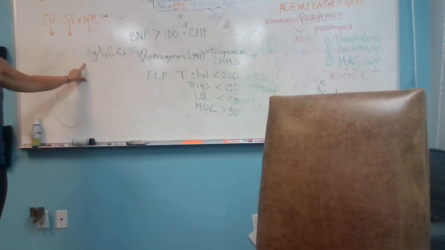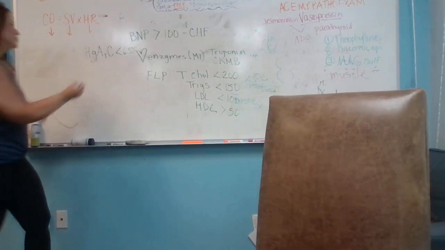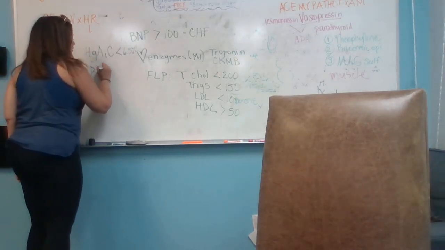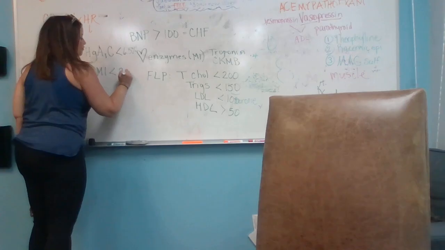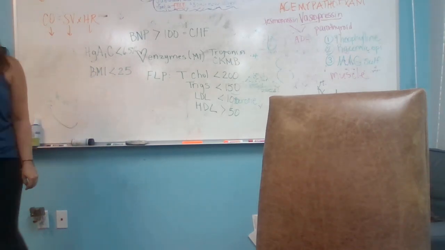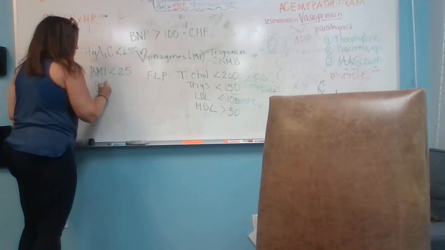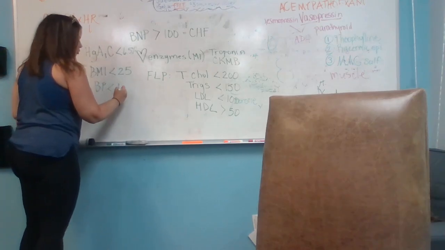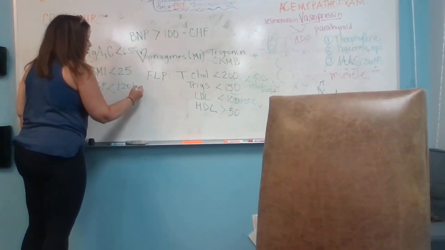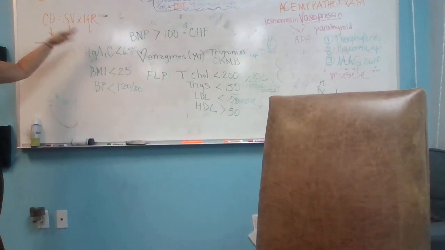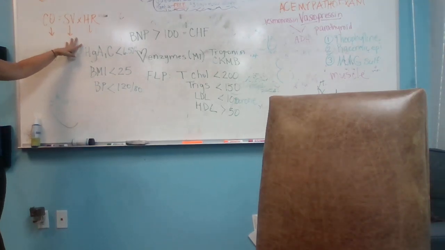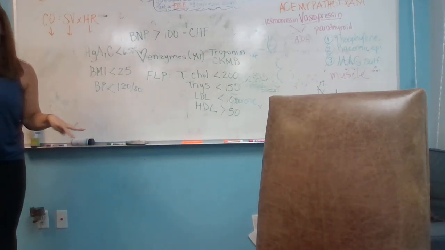What's the other comorbidity with heart disease? Obesity, yes. So you want their BMI to be less than 25. What's another comorbidity? Hypertension. So you want their BP to be less than 120 over 80. These are all the parameters that we would run, and these are our goals for our patient. Are y'all with me?